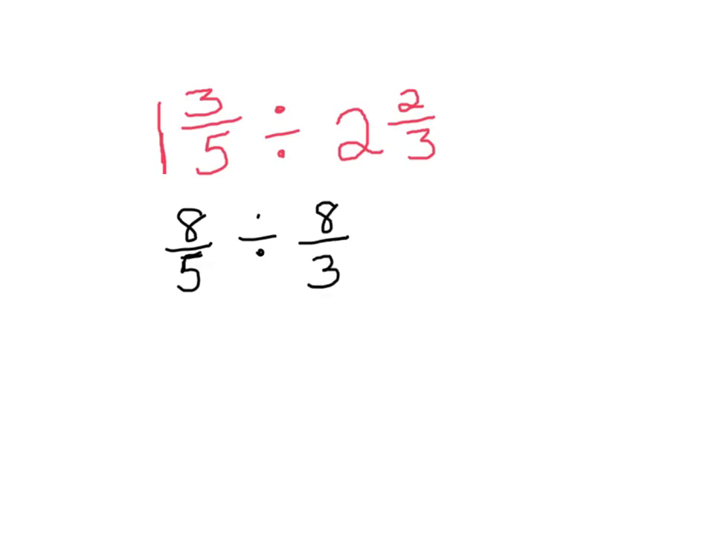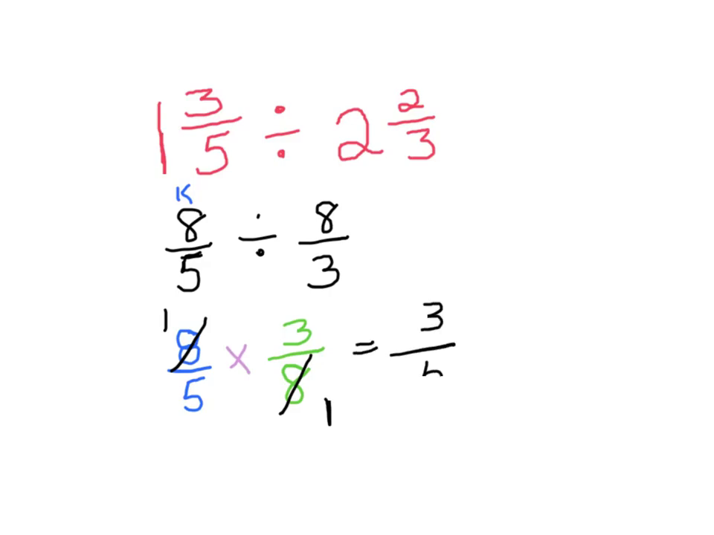So when I apply my keep, this is 8/5. My change becomes multiplication, and then my flip, 3/8. Then I simplify. 8 and 8 are both divisible by 8, so 8 divided by 8 is 1. 8 divided by 8 is 1. 1 times 3 is 3. 5 times 1 is 5.